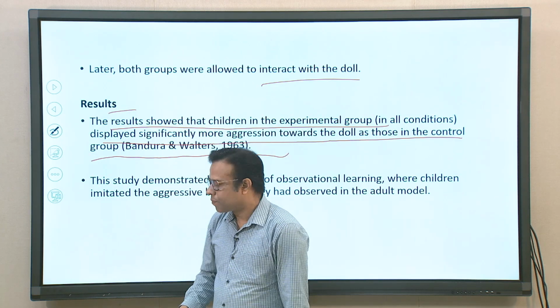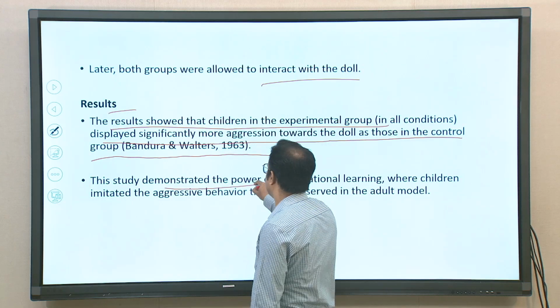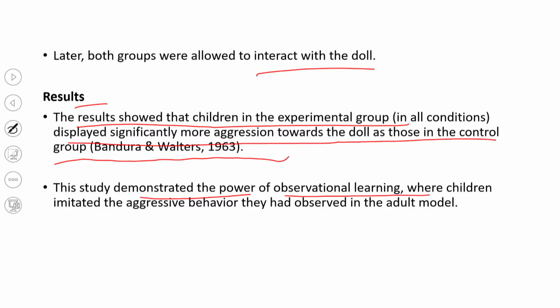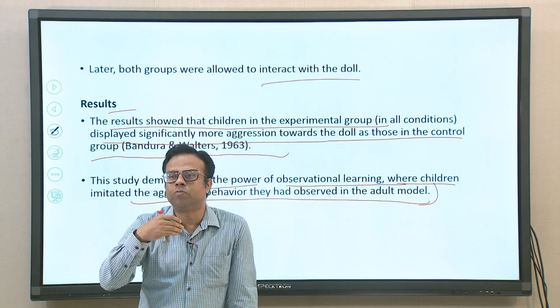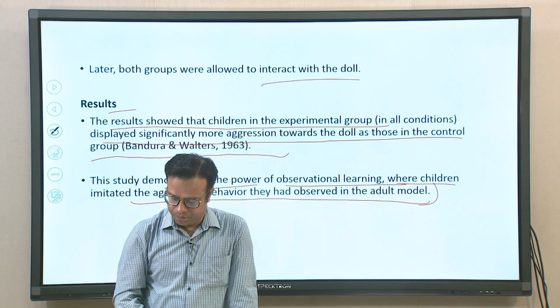So, this study demonstrated very clearly the power of observational learning, how people learn by observing. The children immediately learned by observing that the adult was behaving aggressively, so they learned to behave aggressively. The children imitated the aggressive behavior they had observed in the adult model. Okay? So, this is an example of how it was experimentally proved that we learn by observing others.